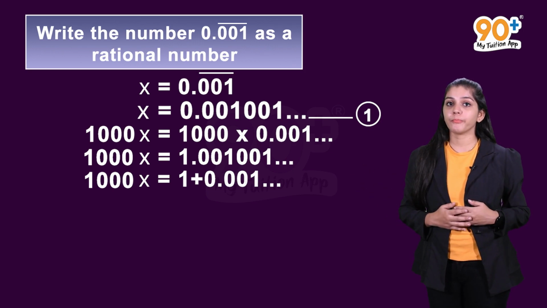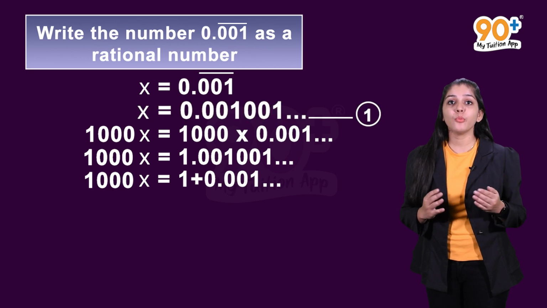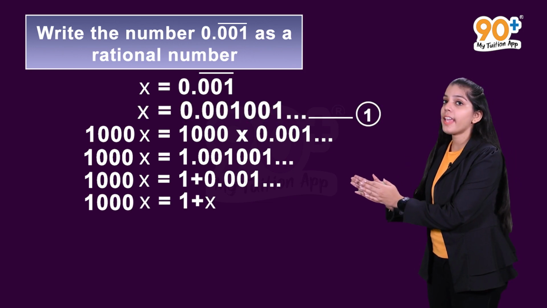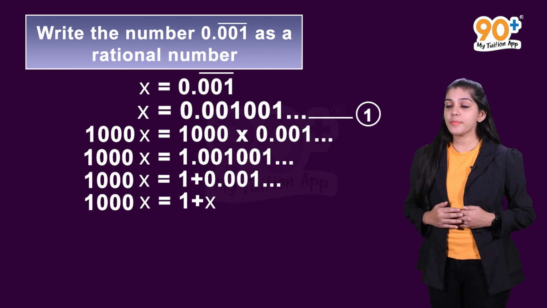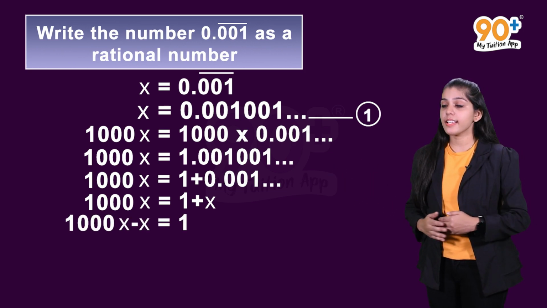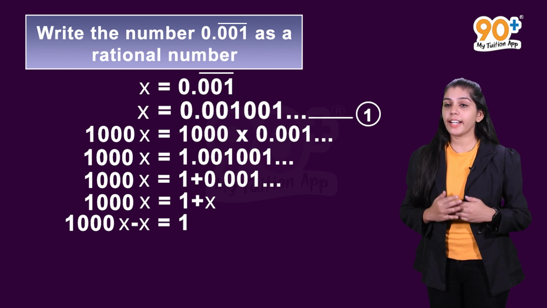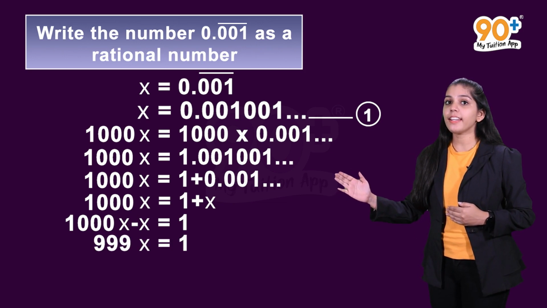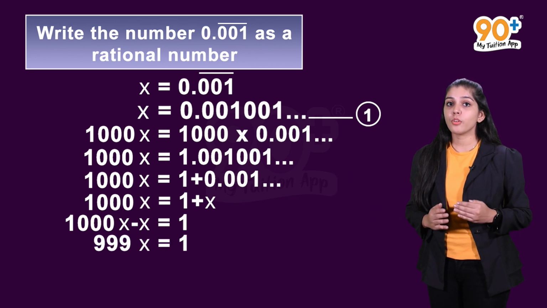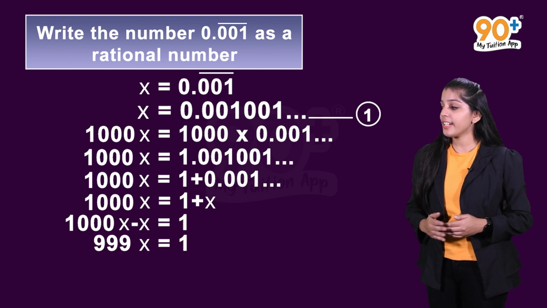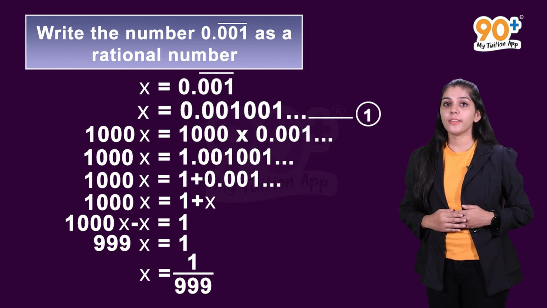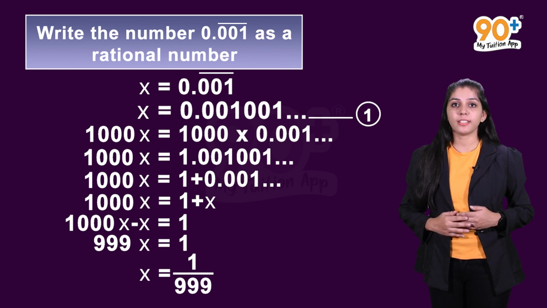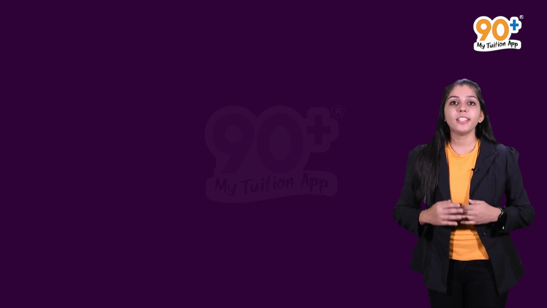We can write this as 1000x is equal to 1 plus 0.001 and so on. Now by equation 1, we can write this as 1000x is equal to 1 plus x. So it becomes 1000x minus x is equal to 1. We get 999x is equal to 1. So solving for x, we get x is equal to 1 divided by 999. So this is a rational number. Let's move on to another question.